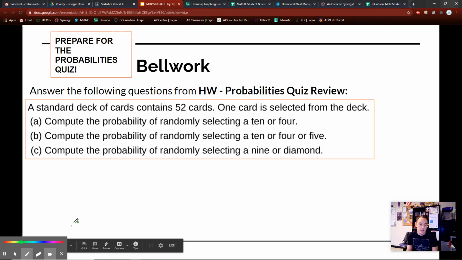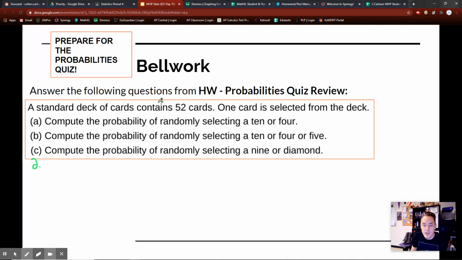All right. Let's go to A. Standard deck of 52 cards. One card is selected from the deck. Compute the probability of randomly selecting a 10 or a 4. Now, does a 10 have anything to do with a 4? You should say no. So that means there's no overlap. So we're going to find the probability of a 10 plus the probability of a 4.